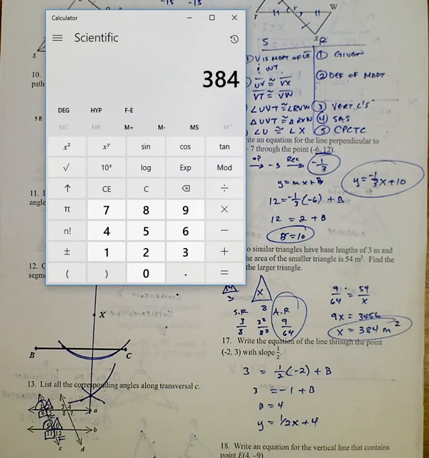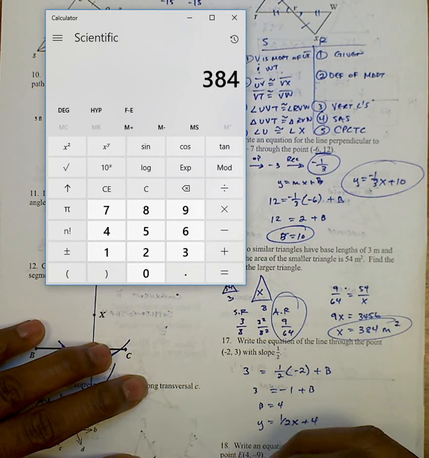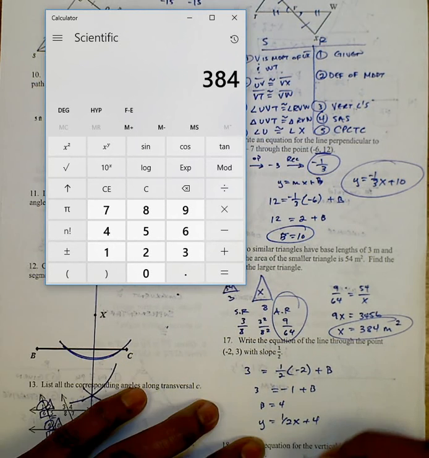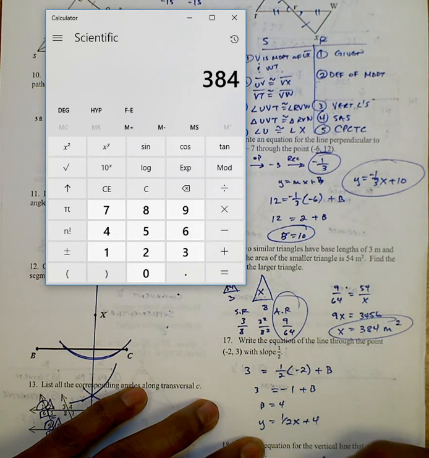And then finally it says write the equation for the vertical line that contains the point 4, negative 9. Remember, vertical means that the x stays the same. In this case, the x is 4, so the equation for that vertical line will be x equals 4.